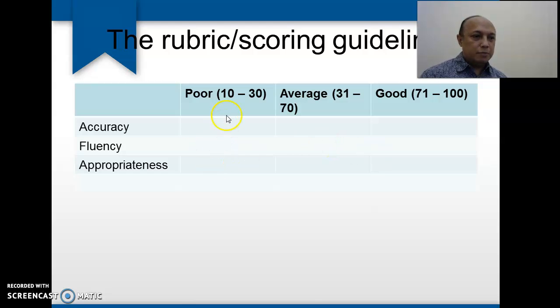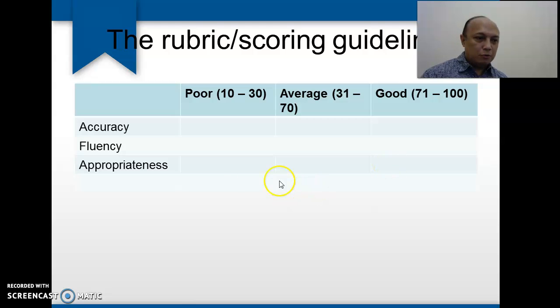So whenever somebody speaks or performs an oral performance, you score him or you score her. For example, you pay attention to the accuracy and you say the accuracy is average. So you put a score here, probably 60 or 65. Fluency, well, he speaks fluently without many pauses and hesitation. So for fluency, you give a score of 80. Fluent, but not very accurate, but it's okay.